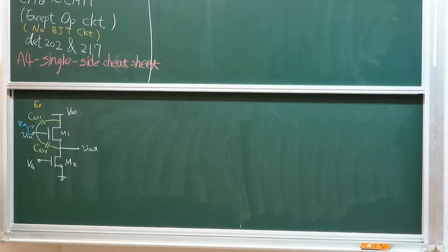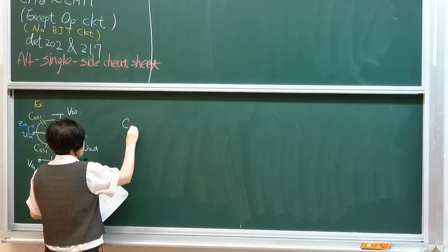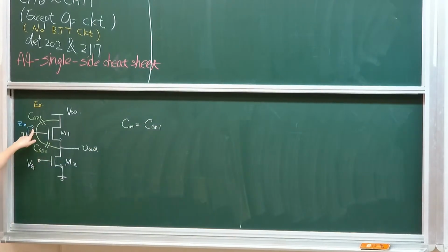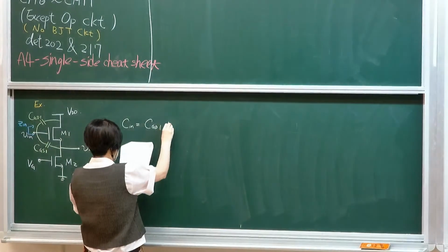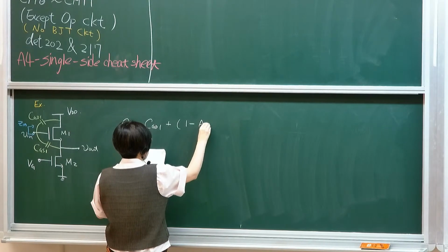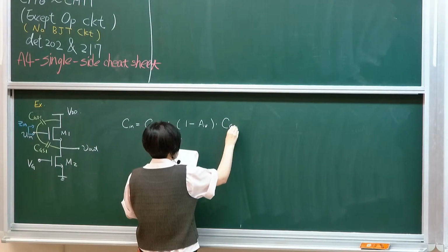you only need to consider charging current. That means that you only need to find out your input effective capacitance. So from this input terminal, Cin will be CGD1, that's one side grounded, and then the Miller capacitance, that's 1 minus A, the voltage gain of the circuit, times CGS.